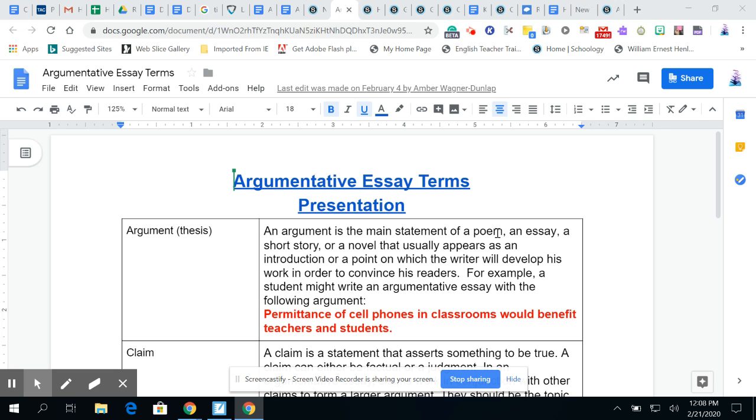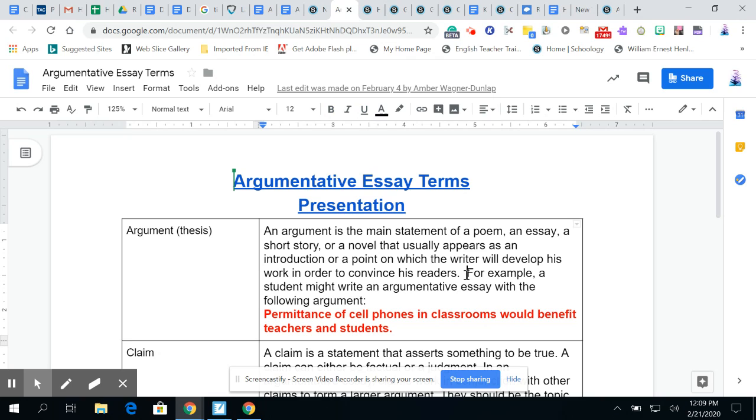Okay, so I'm going to take a few minutes to go over the argumentative essay terms just to get you started. So when you're looking at an argumentative essay, like you wrote last year, you always have an argument, right? Your argument is your thesis. It's the main thing that you are going to discuss and argue and prove to be true in your essay.